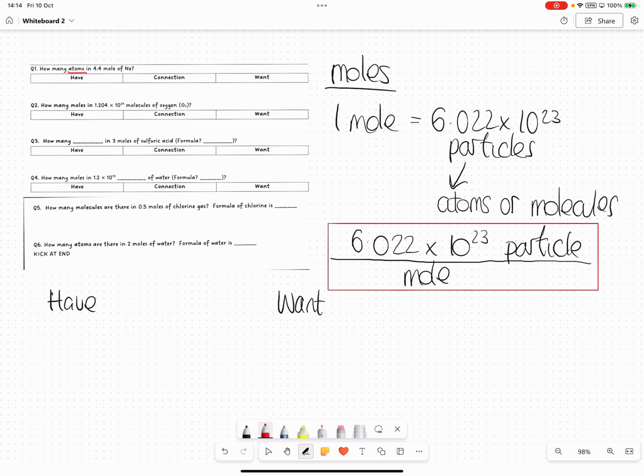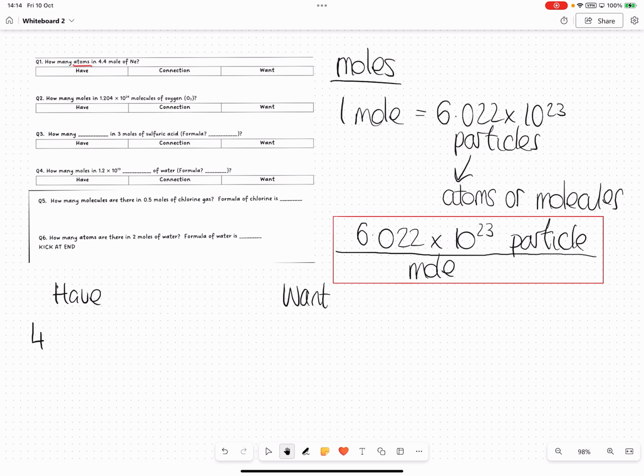We are going to have to arrange this conversion factor to get rid of what we have to give us what we want, if that makes sense. So if we have a look at question 1, it tells us we have 4.4 moles of neon, and I want to find out how many atoms. So straight away, I just need to confirm that if I do this piece of maths on neon, I will have my answer in atoms, and that is the case.